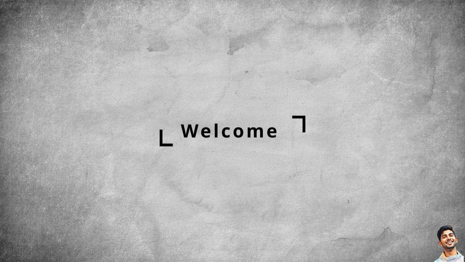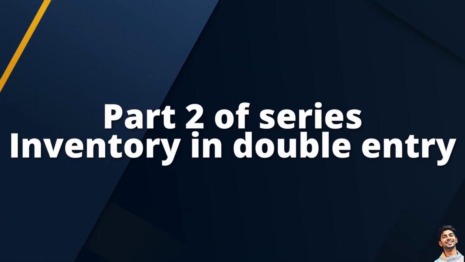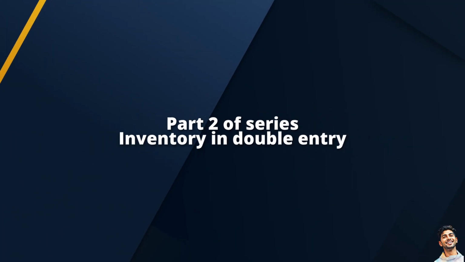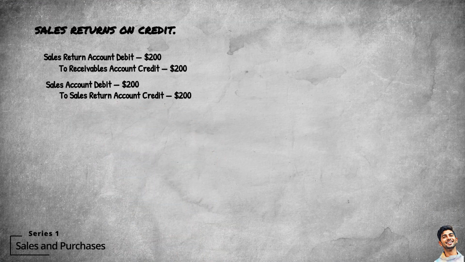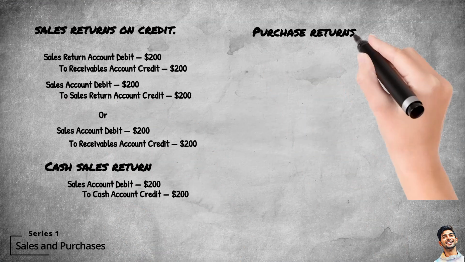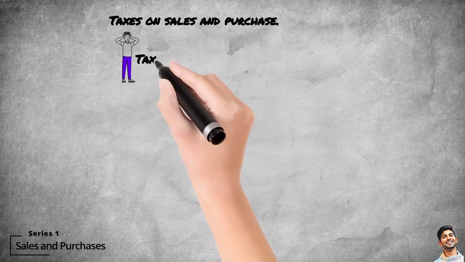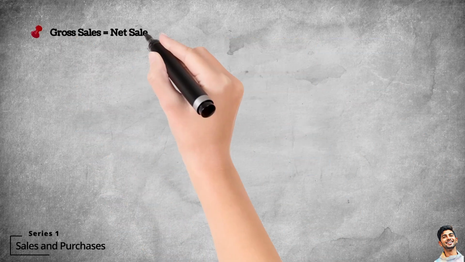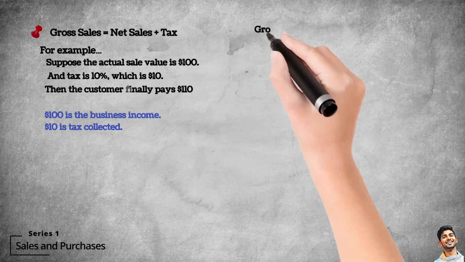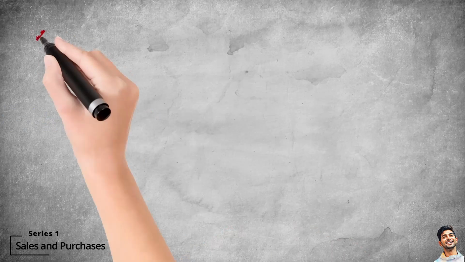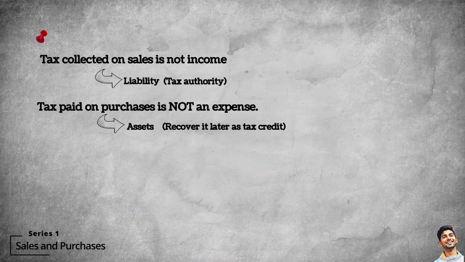Welcome back everybody. This is part 2 of this series on inventory in double entry bookkeeping. Before this, we have covered part 1 of the series, where we discussed sales and purchases. If you want to go into detail, you can check it out. Link is in the i button.